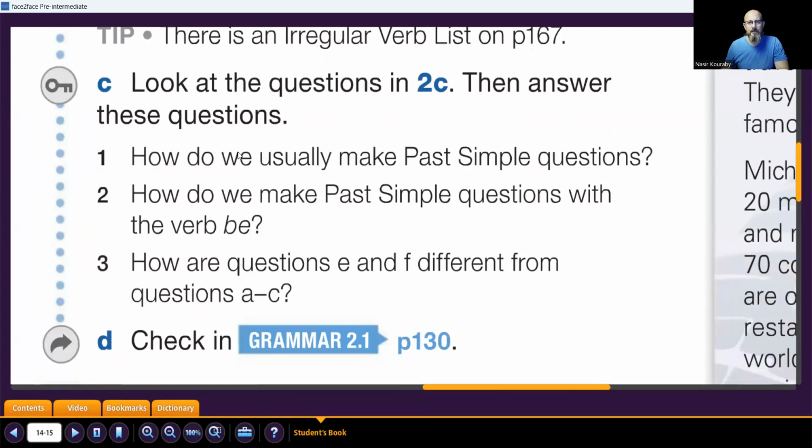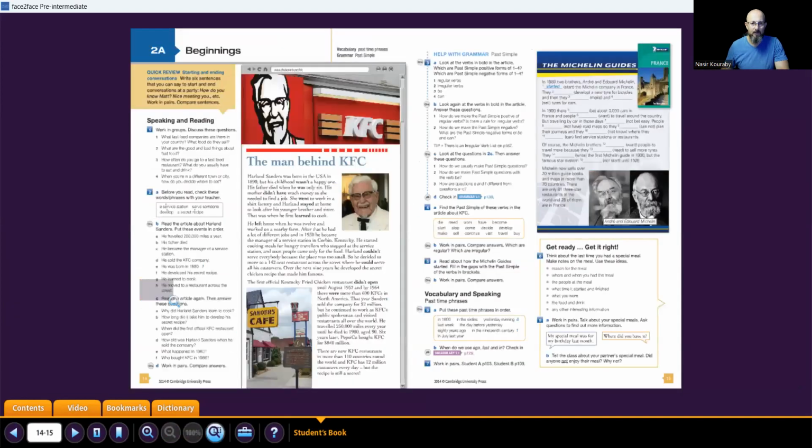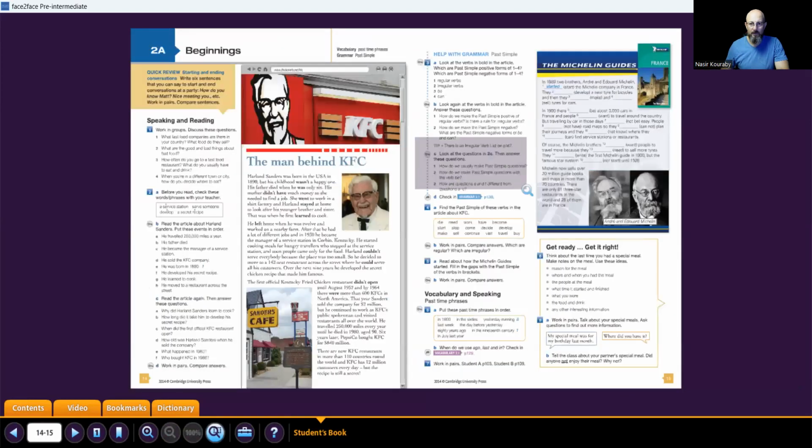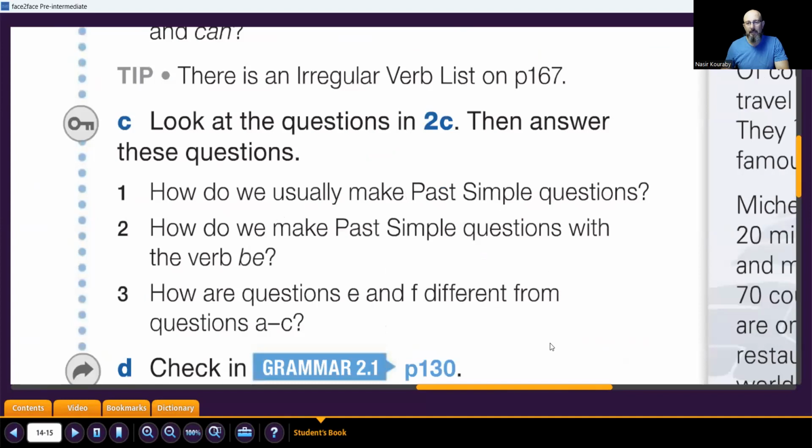Look at the questions, then answer the questions. Questions in 2C. Where's 2C? This is 2 and this is C. Okay. What are the questions? How do we usually make past simple questions? How do we make past simple questions with verb to be? How are questions E and F different from questions A to C? Okay, so let's go to the.